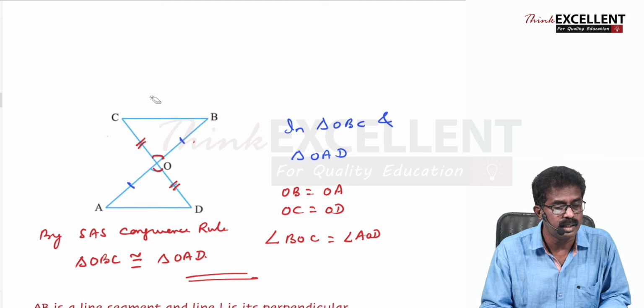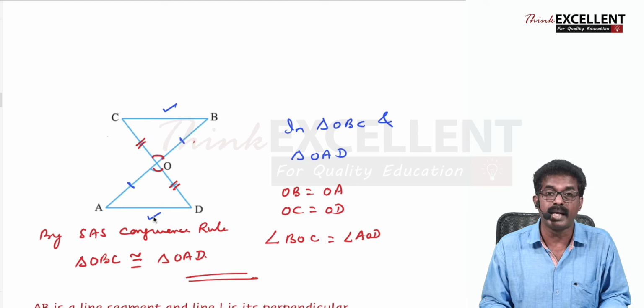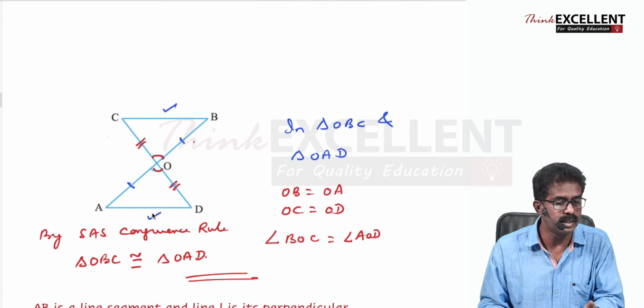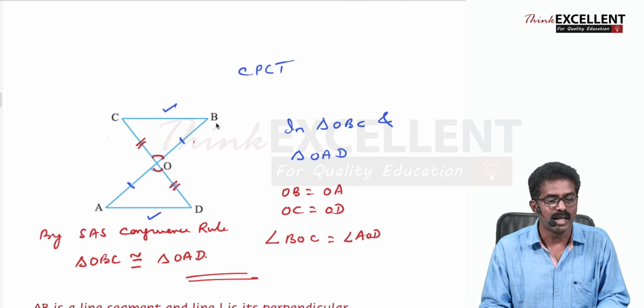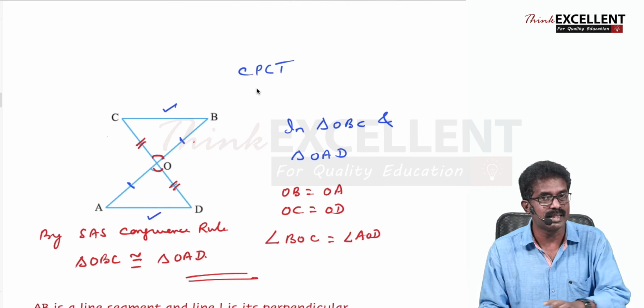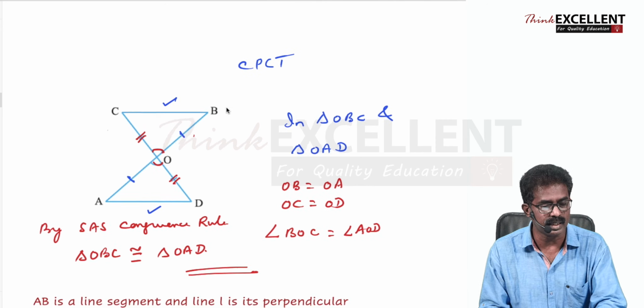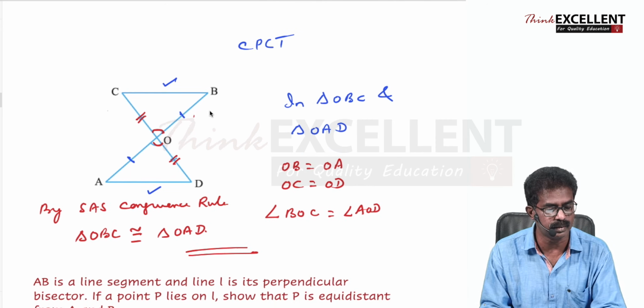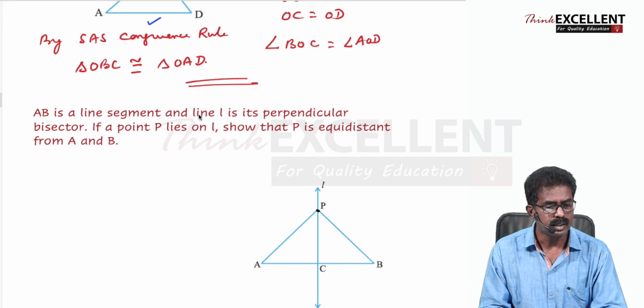For example, you can say this BC or CB is equal to AD. Why? Using what? CPCT, right? Corresponding parts of congruent triangles. So you can say the other lengths are equal, other angles equal, everything you can say. Now look at this one.